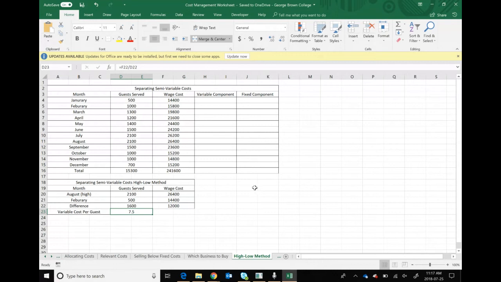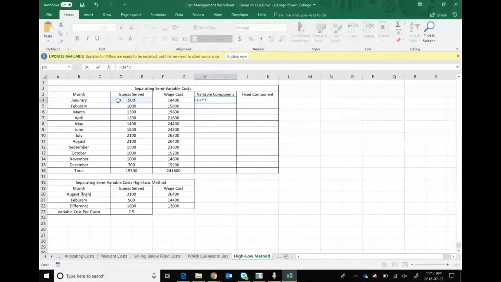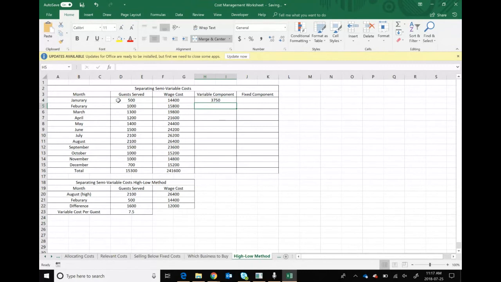So how we apply this is we can calculate the variable component based on the guest counts. If we take 500 guests in January, multiplied by $7.50 per guest, we get a variable component of our wages, of our labor, to be $3,750. If we do that for every month, we're just going to click and drag like that. It's multiplying every month's guests served by $7.50. We get all the variable components of our labor cost.